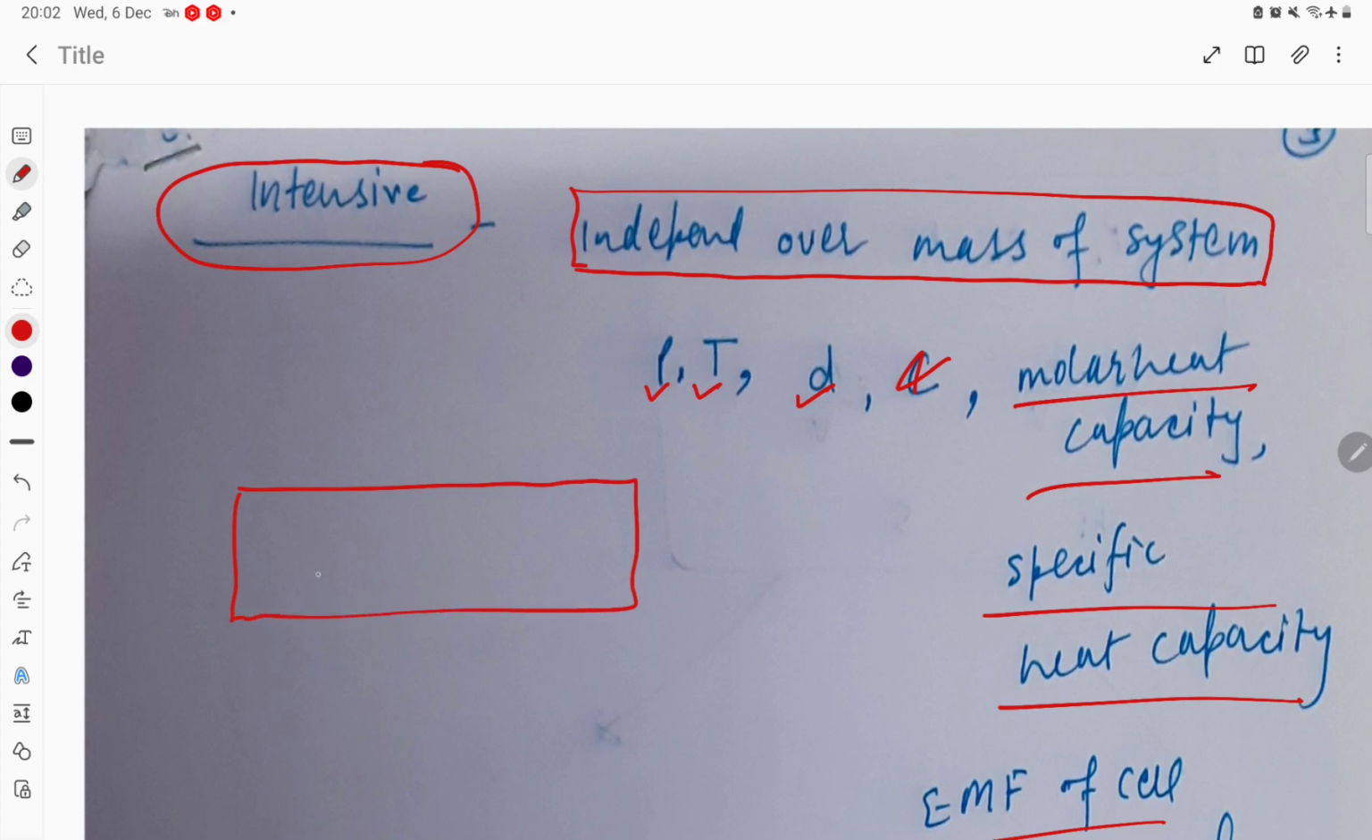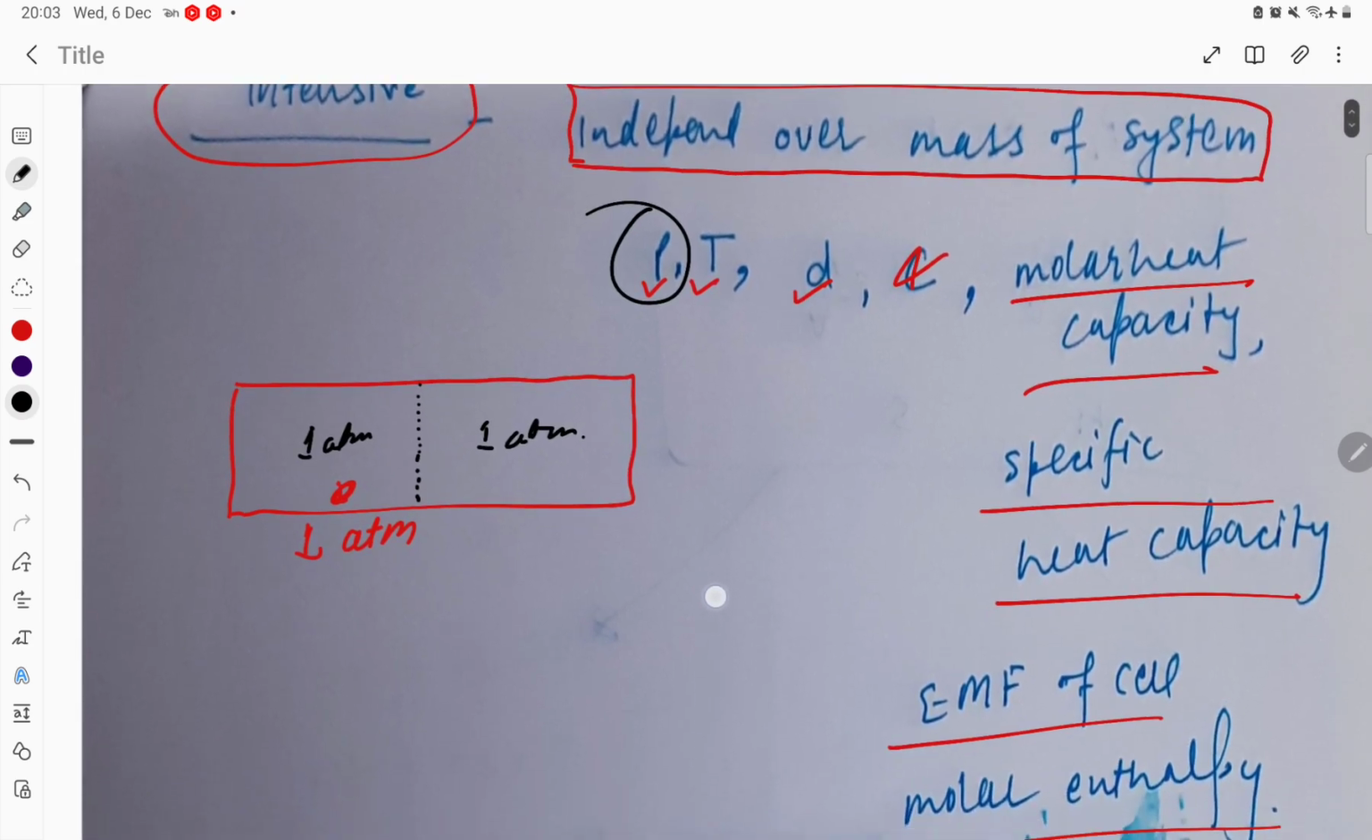The block is at a pressure of 1 atm. This total pressure is 1 atm. Now divide this block into two parts, so the pressure will remain 1 atm in this block and 1 atm here. So pressure is going to be an intensive property.